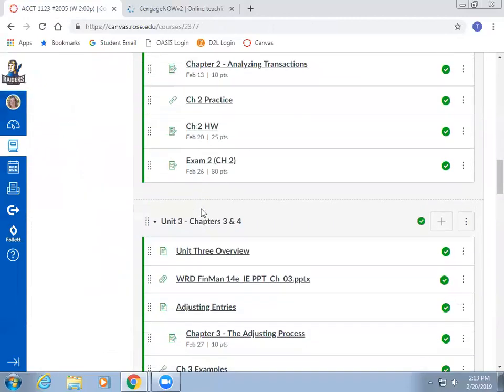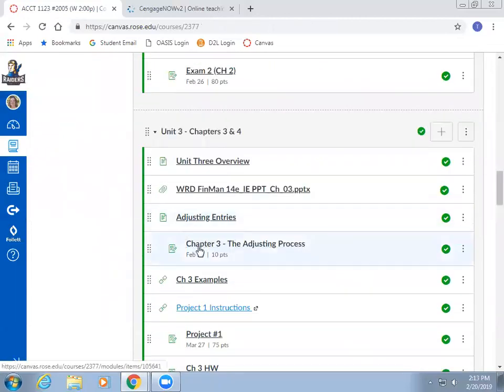It's called chapter 3, the adjusting process, so make sure you do that. Take the test first, get chapter 2 out of your mind, and then do the chapter 3 adjusting process adaptive learning quiz. They're only 10 points, but that adds up to 70 total, which can impact your grade overall. So make sure you do that.